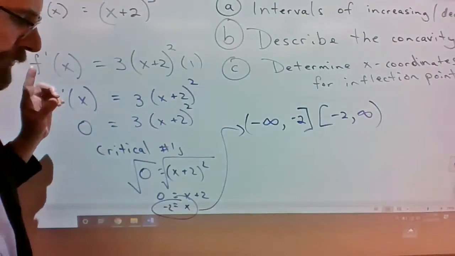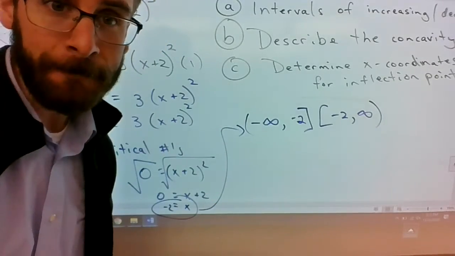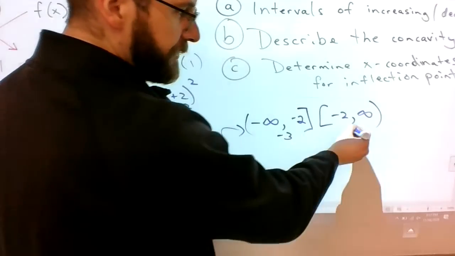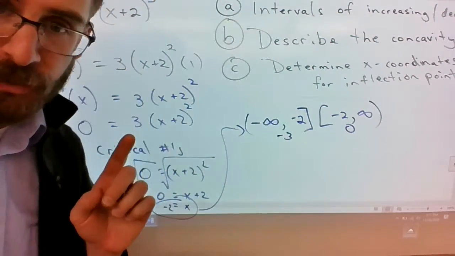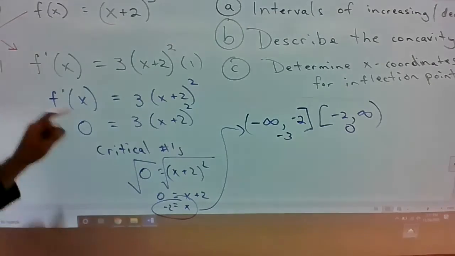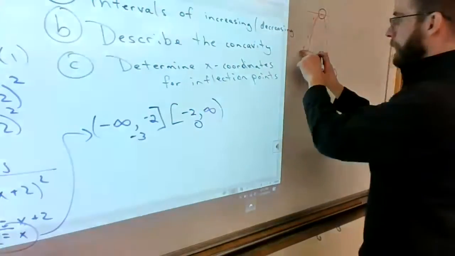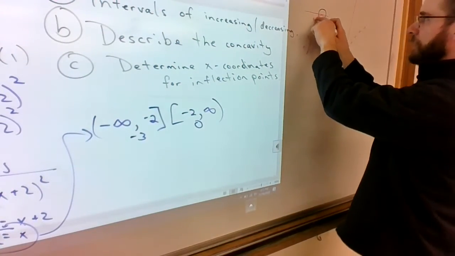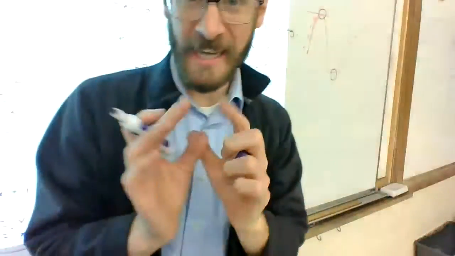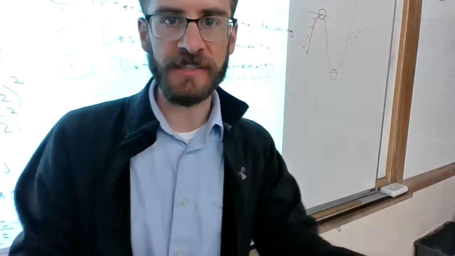So step 1, you find critical numbers. Step 2, set up intervals. Step 3, test a point in those intervals. So negative 3 here, 0 here, we would plug into the derivative, okay, because we're testing whether or not the derivative is positive slope or negative slope. That's what we're doing. We're testing the negative versus positive nature of the derivative itself.